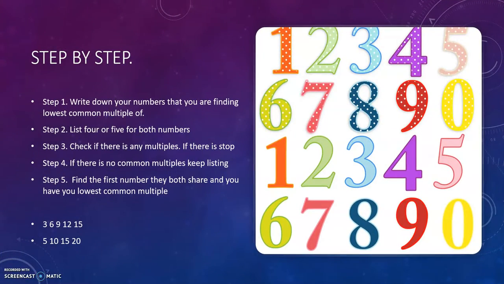Step by step. Step 1. Write down the numbers that you're finding the lowest common multiple of. Step 2. List 4 or 5 multiples for both numbers. Step 3. Check if there are any common multiples. If there are, stop. Step 4. If there are no common multiples, keep listing. Step 5. Find the first number they both share and you have the lowest common multiple.